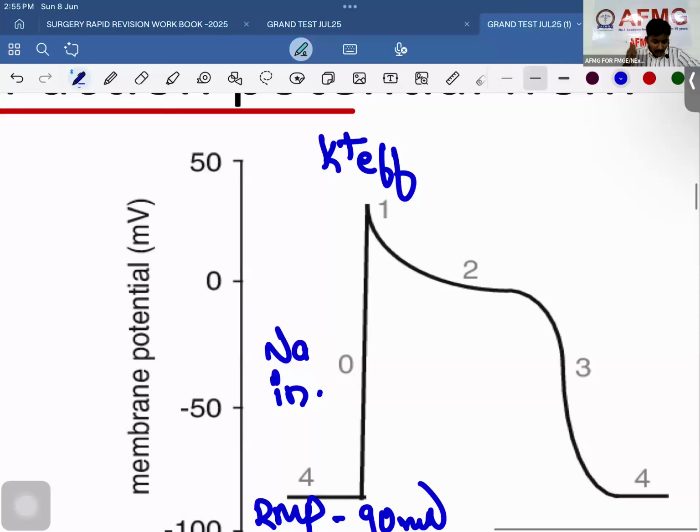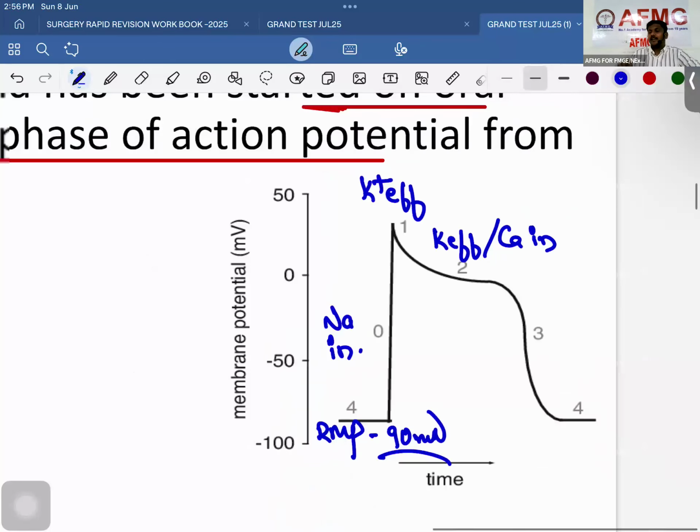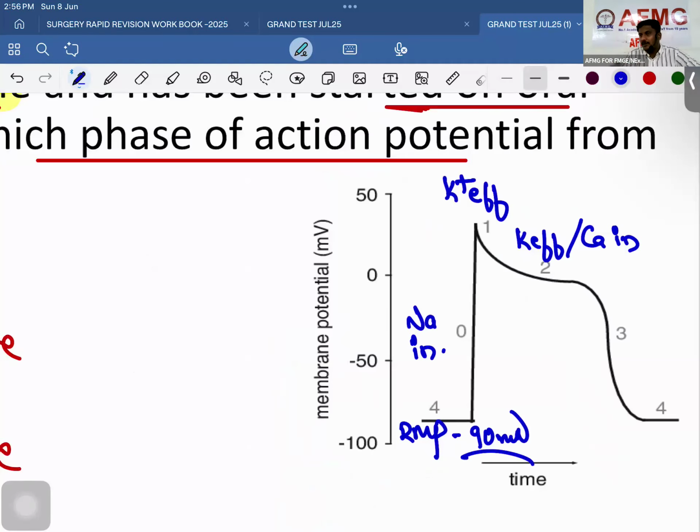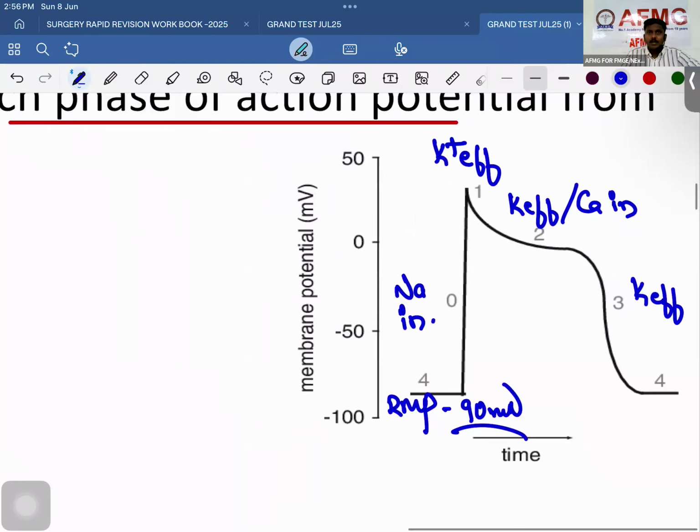Now comes phase 2, beta. In phase 2, the potassium channels are already open. Now the calcium channels will also open up. So there will be a potassium efflux and at the same time a calcium influx. There will be a balance, and therefore there will be a plateau in phase 2. In phase 3, calcium channels will close and only the potassium channels will remain open, causing a potassium efflux. So phase 3 is only the potassium efflux, beta. And phase 4 is the process of hyperpolarization and then back to normal.